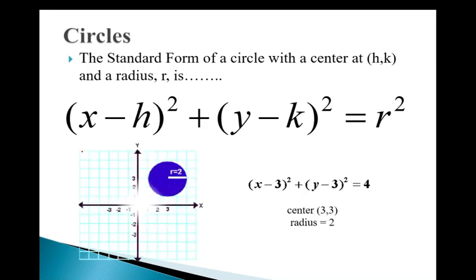And the radius is still 2, which means it's the same circle, except it's been shifted to the right 3 and up 3. So it just moved my center to here. You still have your radius of 2 around, and that's how you draw your circle. Okay? Really the easiest of our conic sections.